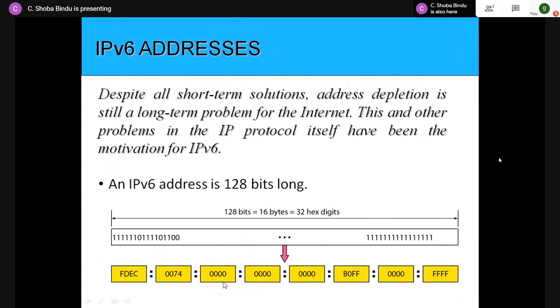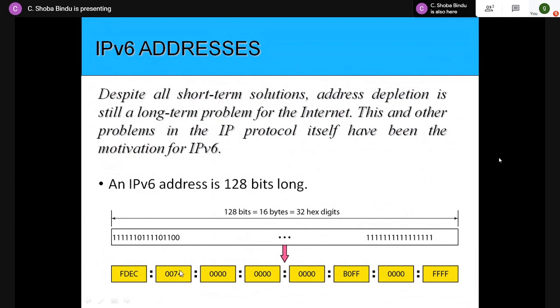So it goes for a colon notation. Here you have 16 bytes, and after every 2 bytes you have a colon. So 16 bits are represented in one block, and these blocks are separated by colons. The first 16 bits contain 2 bytes: FD is 1 byte, EC is 1 byte. What is this F? F represents 4 bits, the first 4 bits here. This is 1 hexadecimal digit.